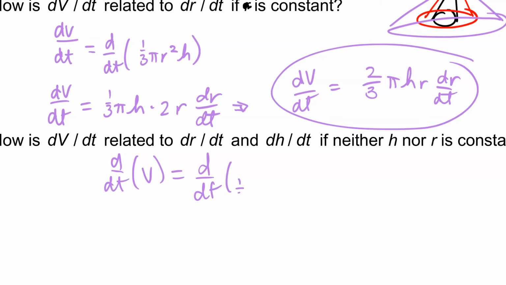So now neither one of these is constant, so I have to use the product rule. We have to use the product rule because neither one of these is constant.